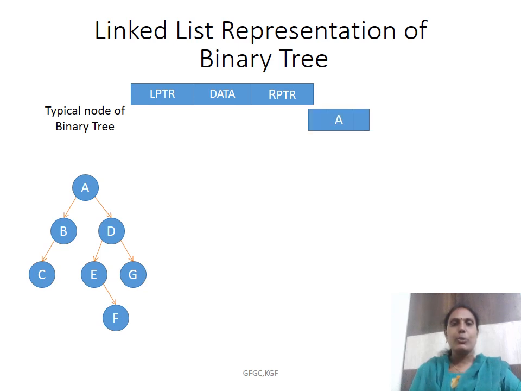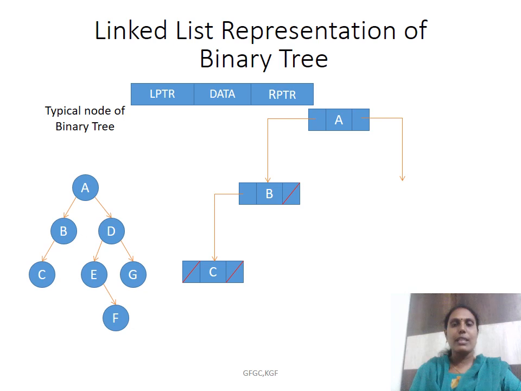Since A is the root node, A is the actual data here, and to the left of A we have B, so B is the actual data here. Then to the left of B we have C, so C is filled, but to the right of B we don't have any right child node, so it is filled with a null pointer. To the left and right of C we don't have any child node, so they are filled with null pointers.